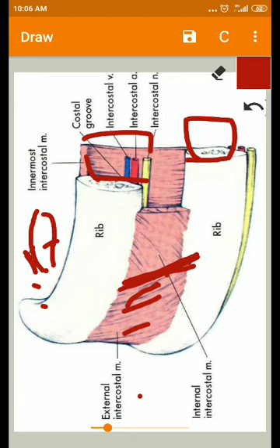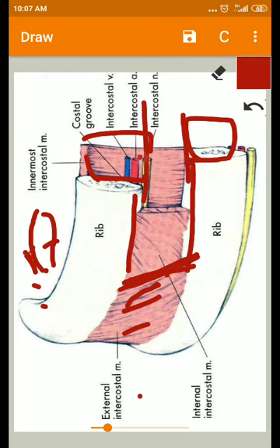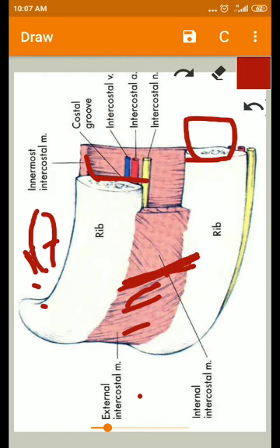That means from here the muscle fibers are present. Normally every muscle ends as a tendon, but not here. Here it ends as the anterior intercostal membrane, and it is attached to the sternum. Okay. So again we will see.